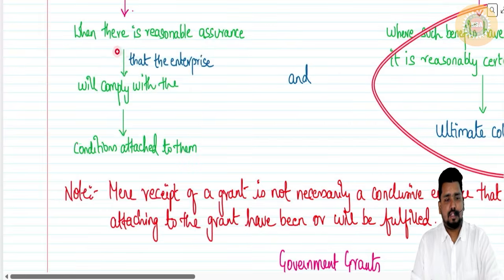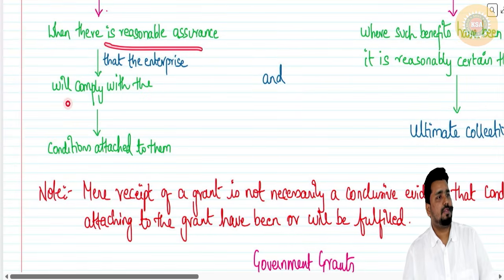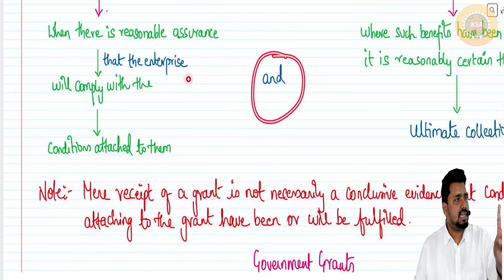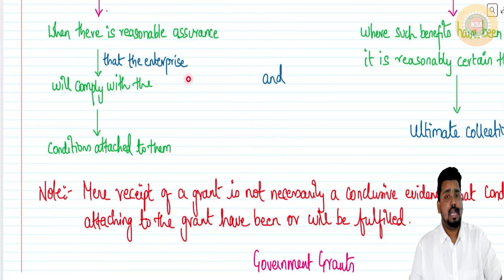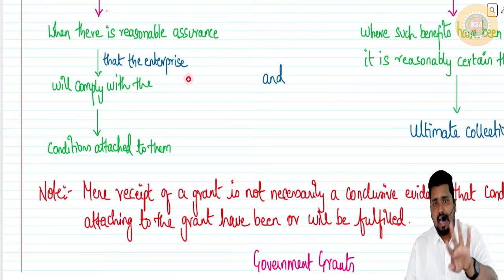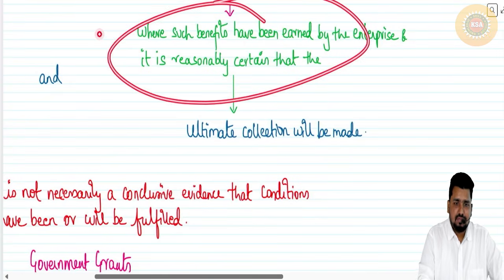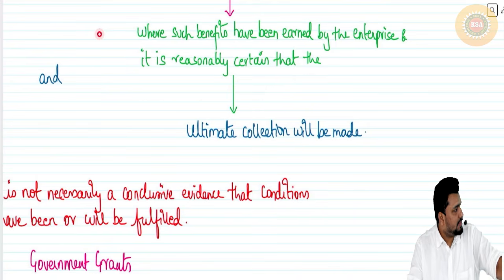So what is the first one you said? Reasonable assurance that the enterprise will comply with the conditions attached to the grant. Second condition. That's why I have written that both the conditions should be satisfied, so I should write 'and', not 'or'. Correct? Where such benefits have been earned. See, this language is from the standard. This language is from what standard?